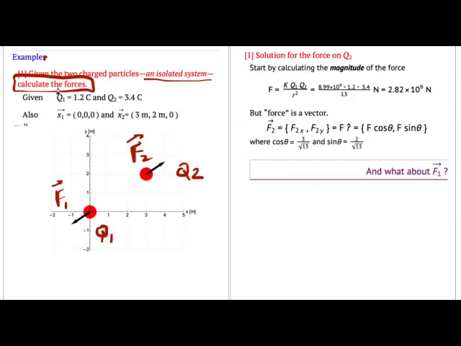Well, the problem says calculate both of them. Let's just calculate the force on Q2. So let's calculate F2. And step one, let's calculate the magnitude of the force. Remember, force is a vector. Every vector has to have an arrow.